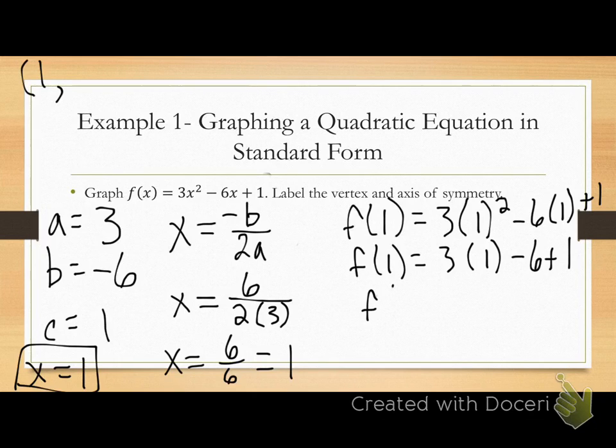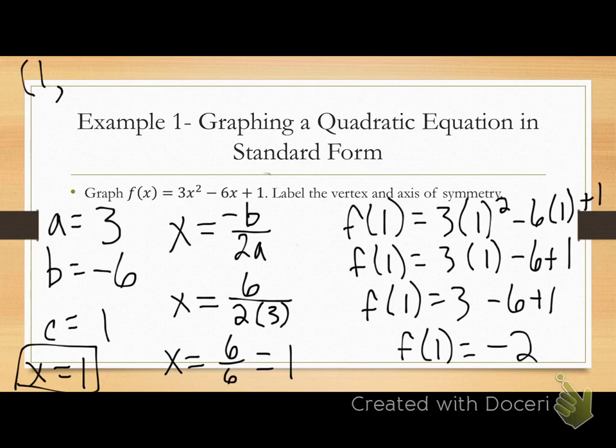Okay, what's 3 times 1? 3. What's 3 minus 6? Negative 3. What's negative 3 plus 1? Negative 2. So what's my y value for my vertex? Negative 2. So my vertex is 1, comma, negative 2. Everyone good with that?